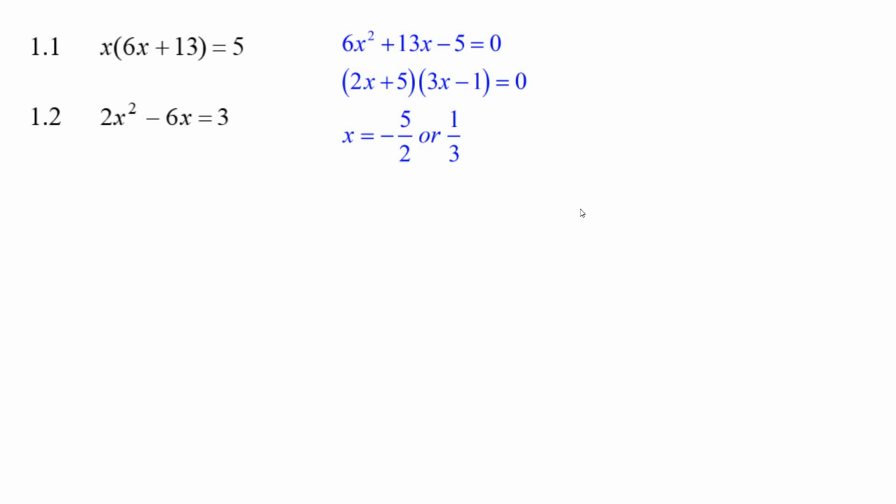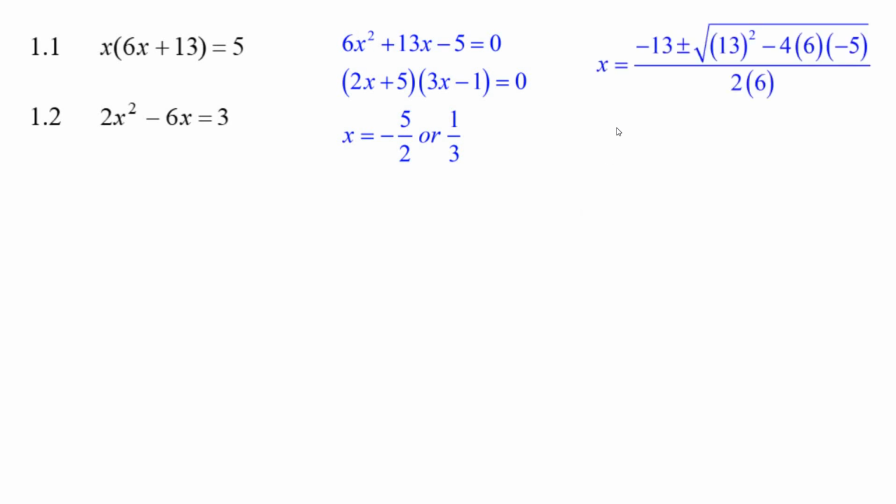Now say you had a brain freeze and you couldn't factor this. If you use the quadratic formula, where b is 13, a is 6 and c is minus 5, you put it in the quadratic formula, minus b over 2a, and you would get these exact same answers. But you have to show your work with the quadratic formula to get those marks.